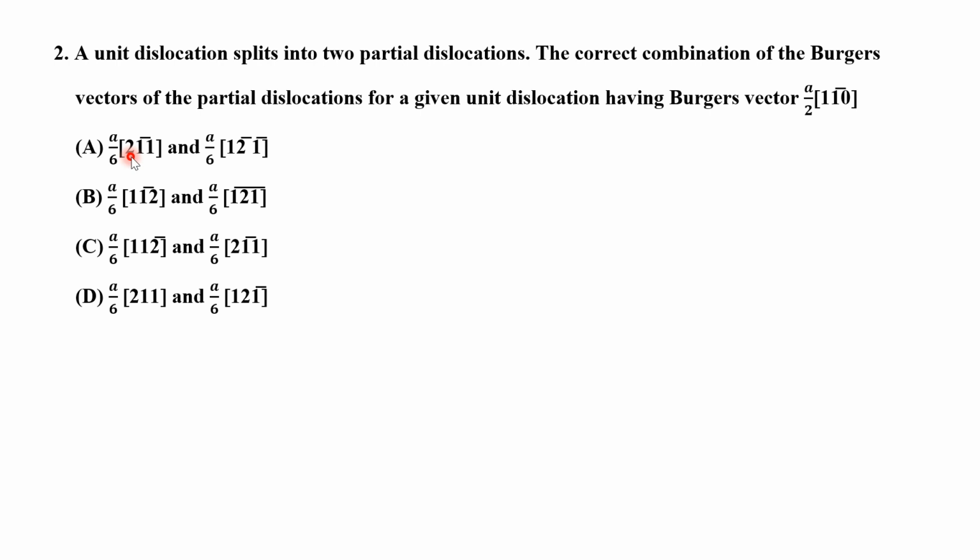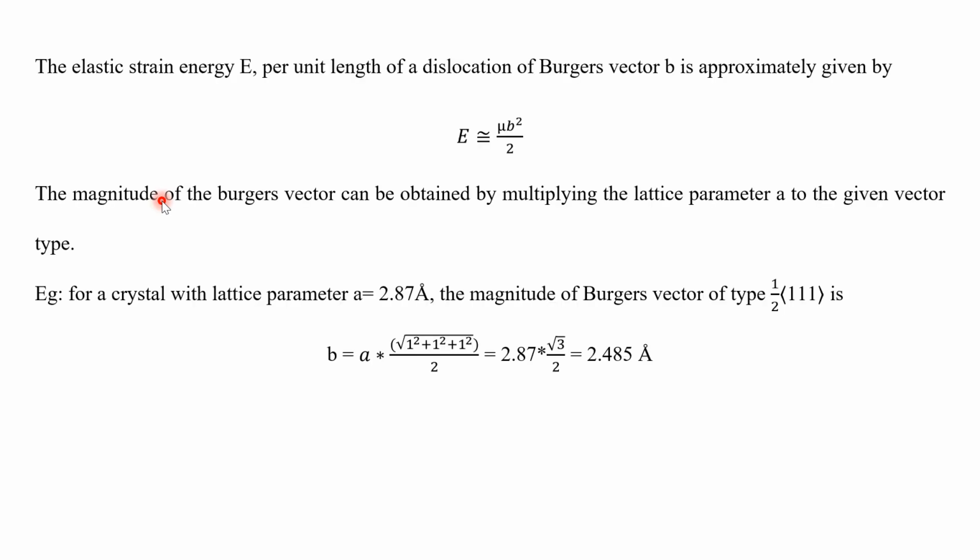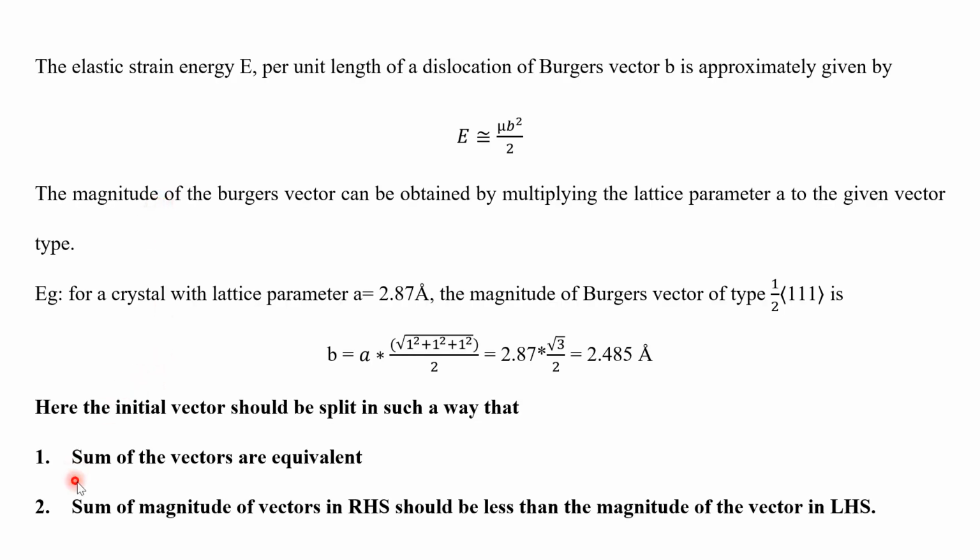That is 2 1 bar 1 plus 1 2 bar 1 bar should be equal to 1 1 bar 0, and we have to check it for all four options. Then only we can say which options are correct. So that is one method by which we can very quickly solve this question. So that is the first condition. Sum of the vectors should be equivalent.